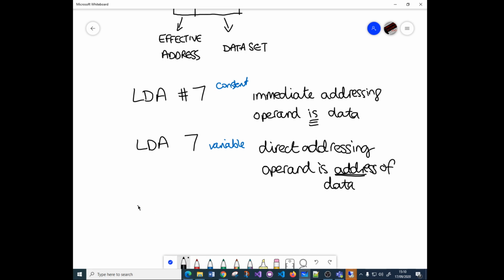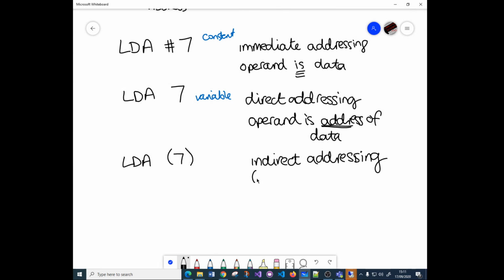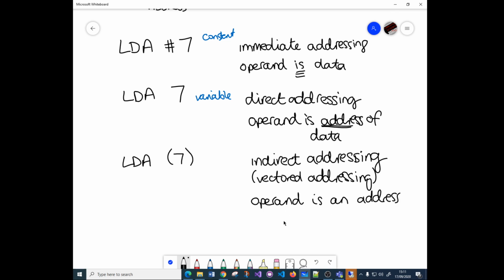Right, the third one. We might write it like this. This is what we call indirect addressing. This is where the operand is the address, and if you go to that address, you'll find an address of the data. That's why it's called indirect. We often call this vectored addressing because it's used for interrupt vectors. So the operand is an address that contains an address. It sounds a bit stupid, and you think, what are you doing that for?